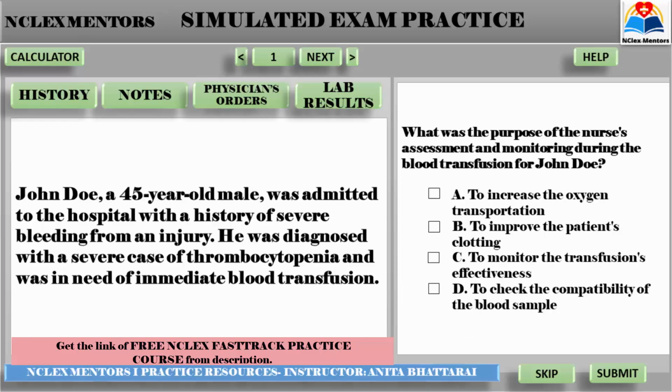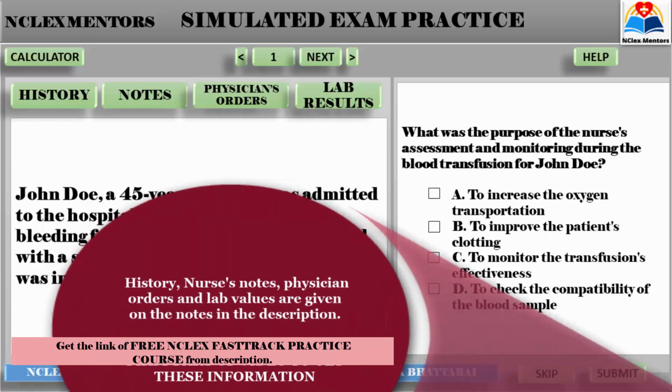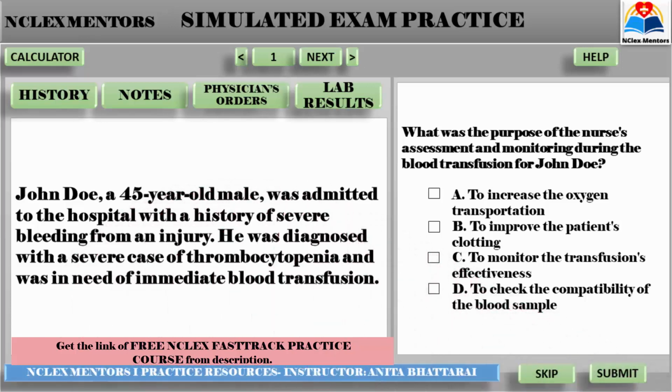Next question. What was the purpose of the nurse's assessment and monitoring during the blood transfusion for John Doe? A. To increase the oxygen transportation. B. To improve the patient's clotting. C. To monitor the transfusion's effectiveness. D. To check the compatibility of the blood sample.